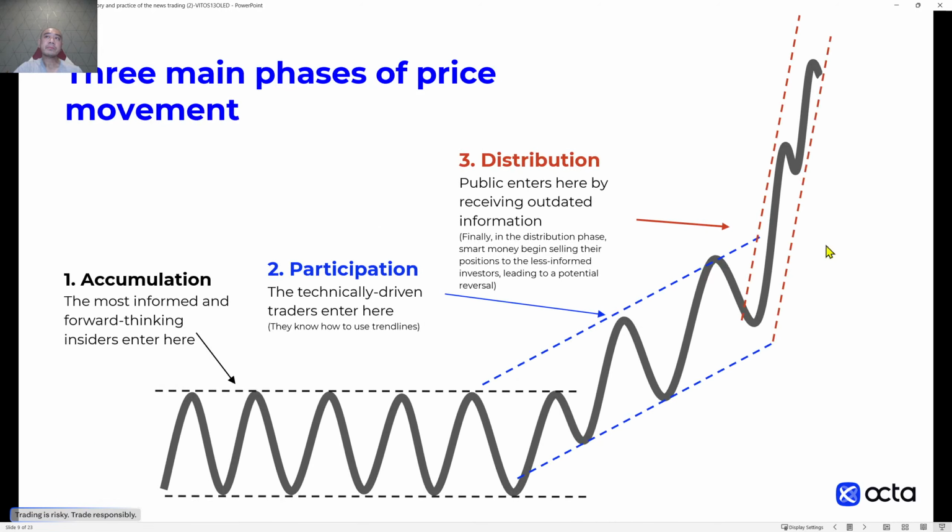Right, so let's go very quickly here. We basically want to look at three main phases of price movement before I give you the examples tonight. It's not really a sideways, uptrend, downtrend kind of thing. This example here is an uptrend, but we basically need the market to stay calm before the news is actually released. And then we get participation, which is phase two, when the news is actually released.